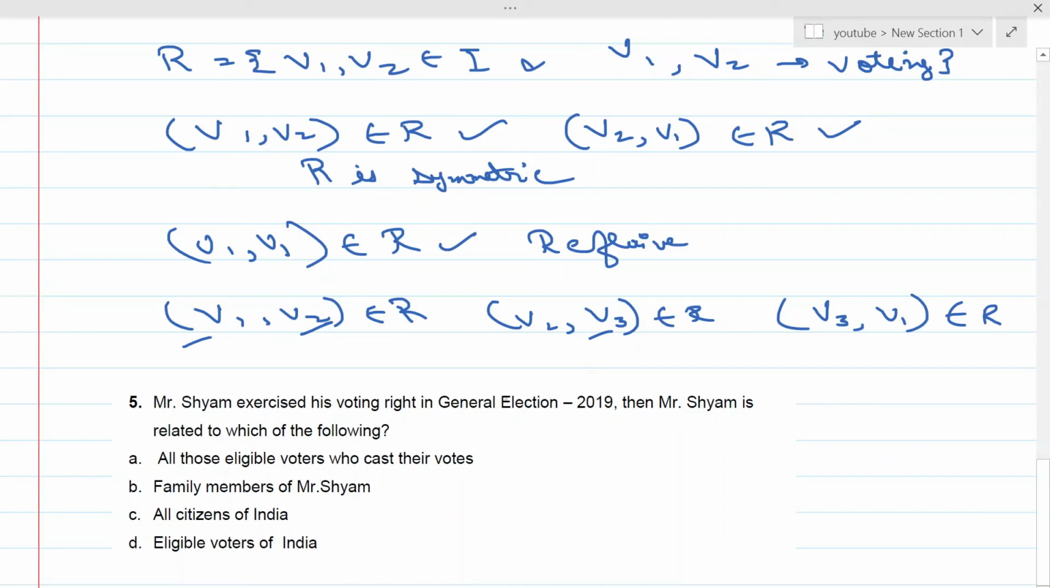Now, the last question of this case study is, Mr. Sham exercised his voting right in the general election. Then Mr. Sham is related to which of the following? All those eligible voters who cast their votes, family members of Mr. Sham, all citizens of India, or eligible voters of India. Remember, the definition is that the person should be an Indian citizen and have exercised their voting right. So the answer should be all eligible voters who cast their vote. This would be the right option.